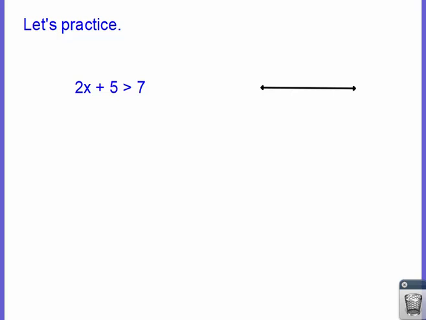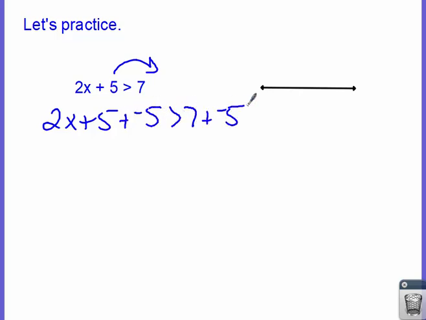So here's our first one. Okay? So a two-step inequality, we know the first thing is move the numbers to the other side. Because our letters are already together. So move this 5 to the other side by adding its opposite. So 2x plus 5 is greater than 7. 2x plus 5 plus negative 5 is greater than 7 plus negative 5.